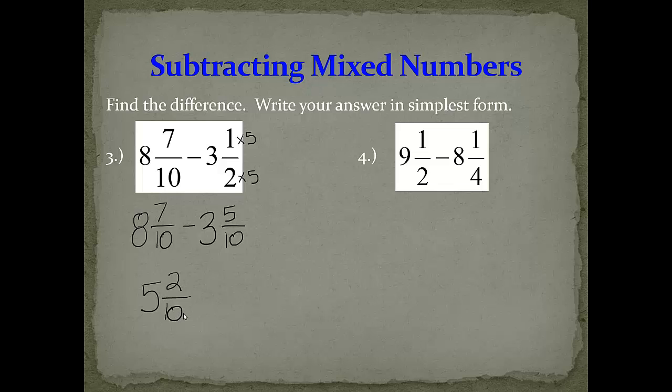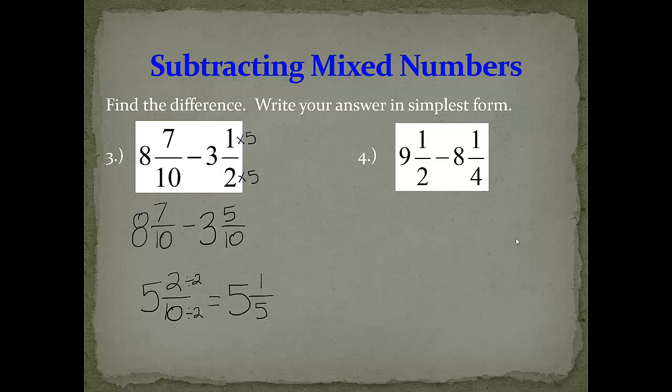We do need to write this in simplest form. Our fraction can be divided by 2. The numerator can be divided by 2, and so can the denominator. So this will equal 5, and then 2 divided by 2 is 1, and 10 divided by 2 is 5. So our answer is 5 1/5.